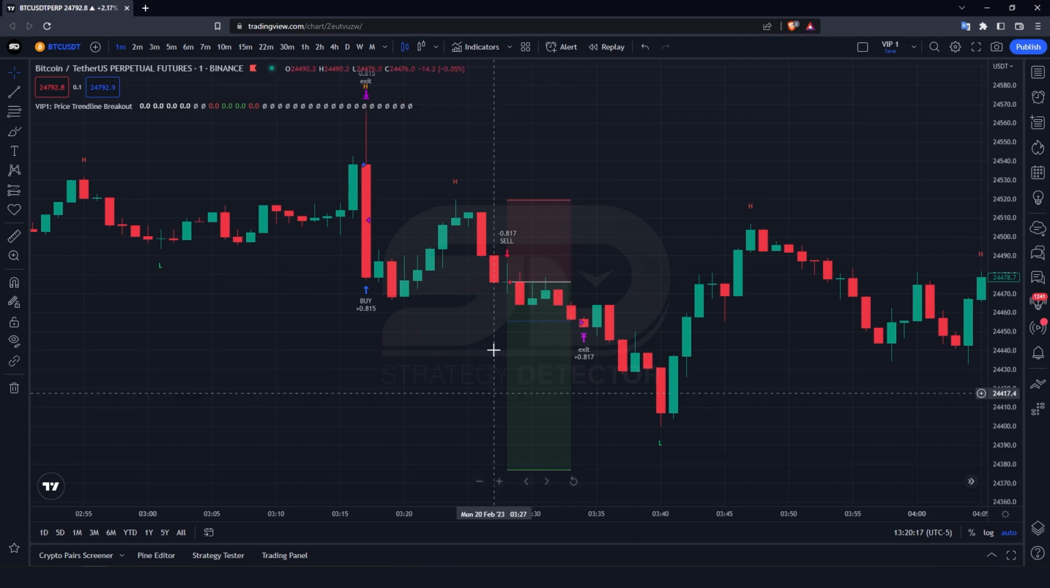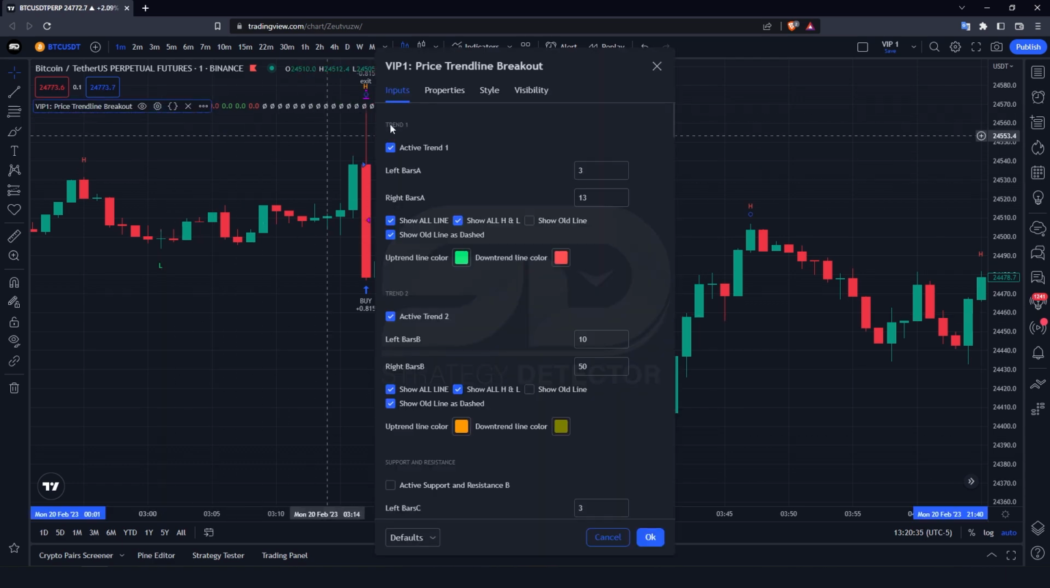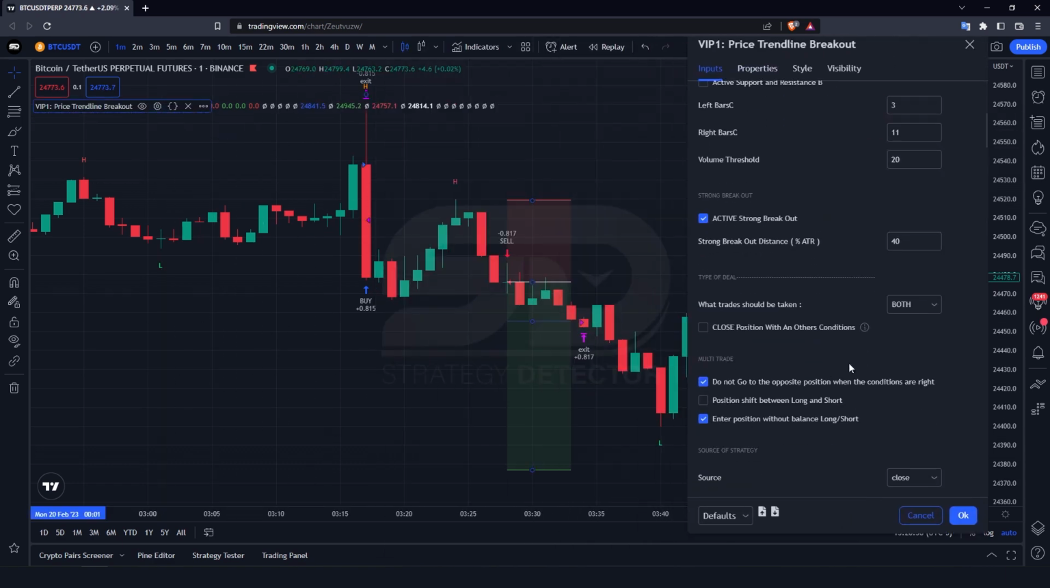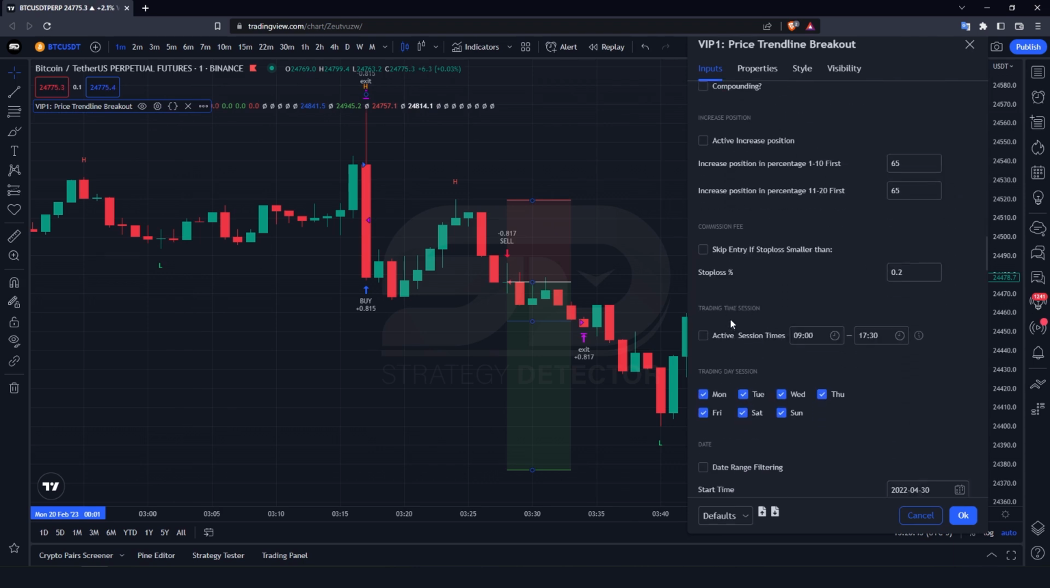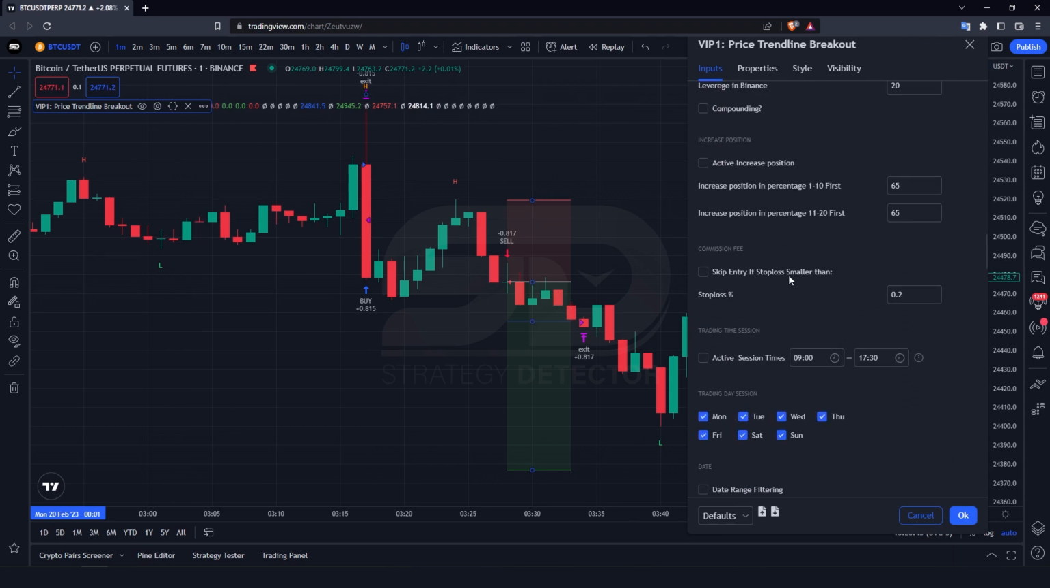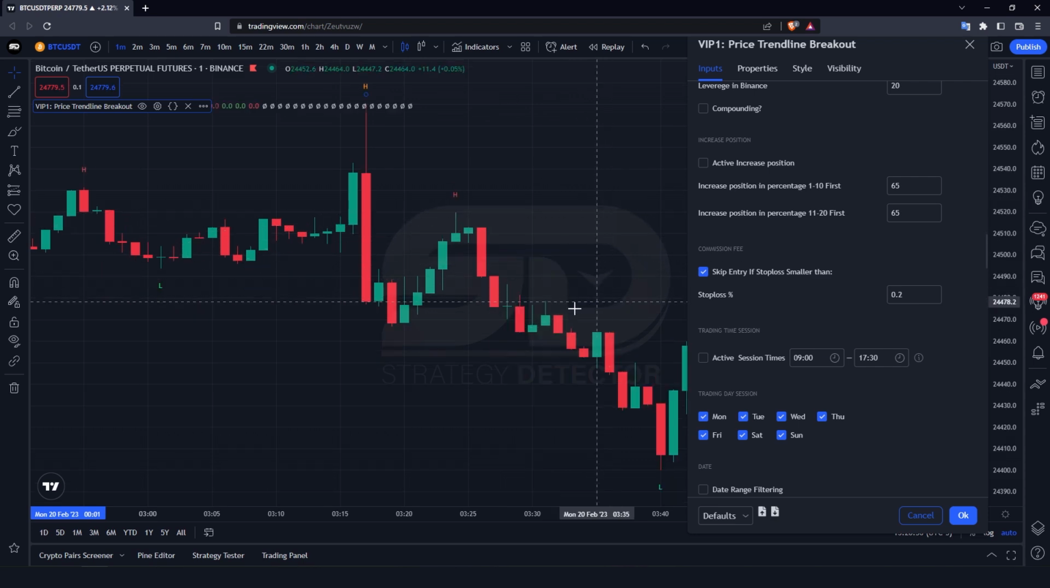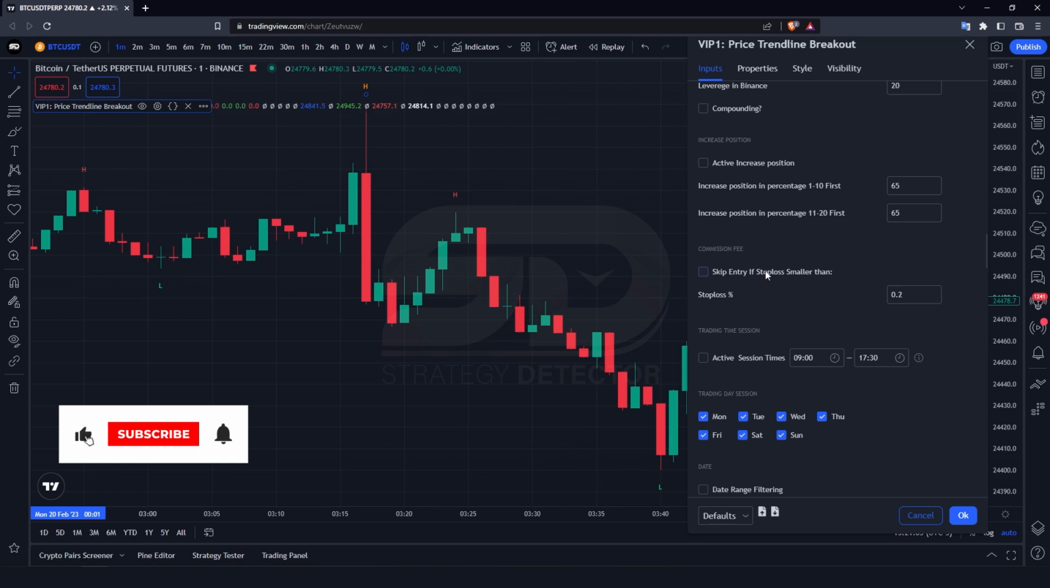for commission. So because of that issue, I added one more option to the strategy to handle this situation. That is called skip entry if stop loss is smaller than 0.2%. It means that when I use this option, if I have lower than 0.2% stop, then it won't enter the position. These kinds of positions are not profitable for us, even if we have take profit, and all the profit gained will be spent on exchange commission.